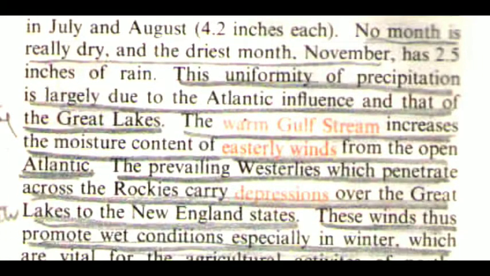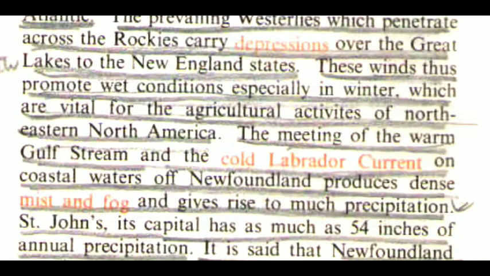This uniformity of precipitation is largely due to the Atlantic influence and that of the Great Lakes. The warm Gulf Stream increases the moisture content of the easterly winds from the open Atlantic. The prevailing westerlies, which penetrate across the Rockies, carry depressions over the Great Lakes to the New England states. These winds thus promote wet conditions, especially in winter, which are vital for the agricultural activities of northeastern North America.